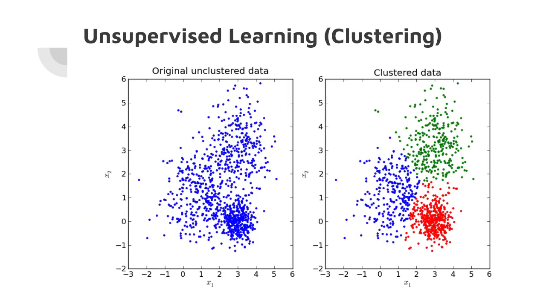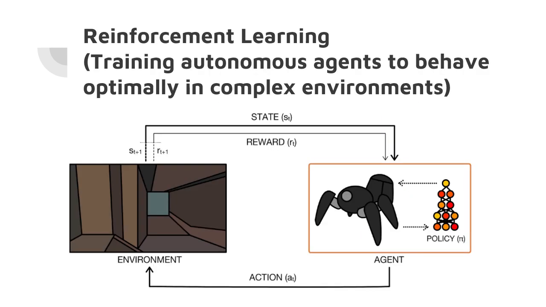Now, for unsupervised learning, that's our second major type of machine learning. Here we have an example of clustering. So this represents the output of the k-means algorithm for clustering. If we have our original unclustered data over here, then k-means clustering can identify these three different clusters that are present in our data.